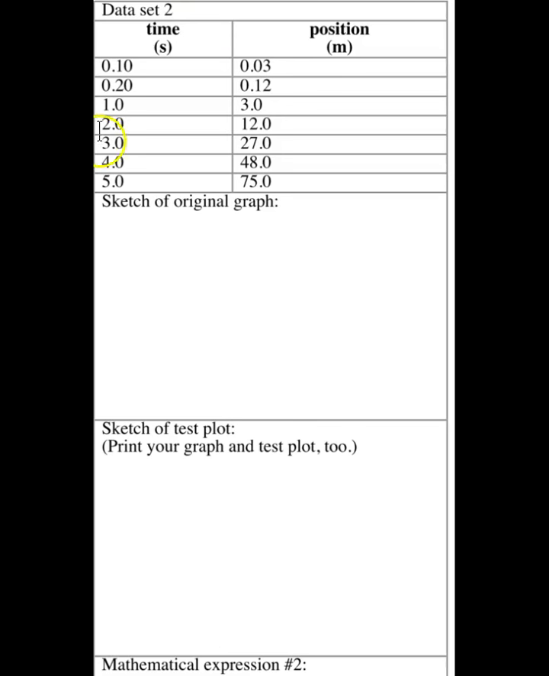Along the leftmost column here, I'm going to assume that this is our independent variable, which is going to be plotted along the horizontal axis of our graph. And the one on the right here is our dependent variable, position, and we're going to be plotting that along our vertical axis.